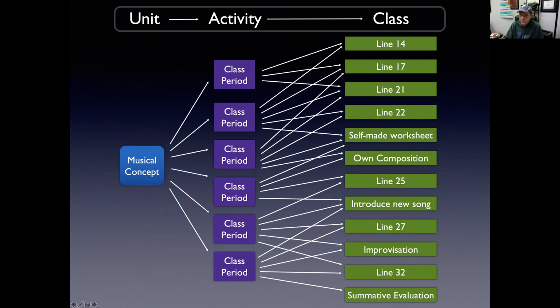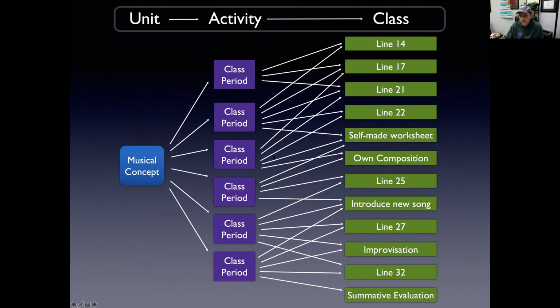Well, that's going to be practice, right? And then we're looking at line 17, and we're at line 21, but we're adding line 22 in a self-made worksheet. This next period, we've dropped line 14, and we're doing 17, we're doing 21, a self-made worksheet, and then an own composition. Now here, you've seen we're moving from lower order thinking to higher order thinking, all the way down into this own composition.